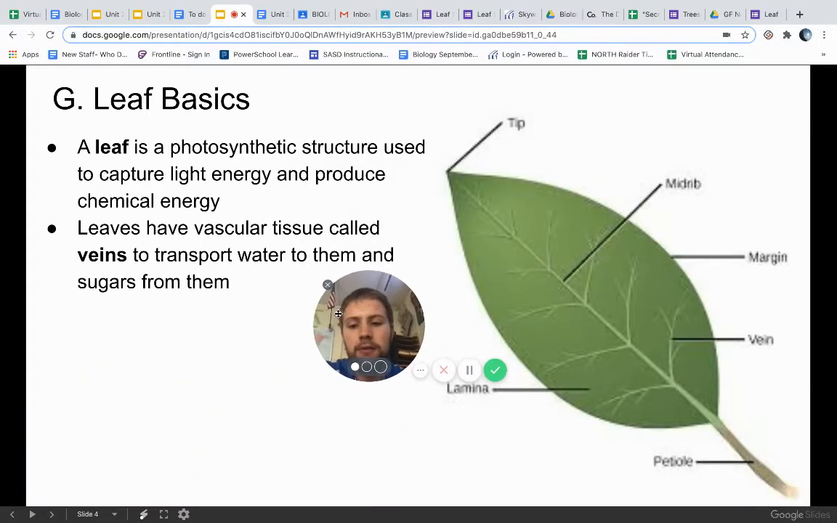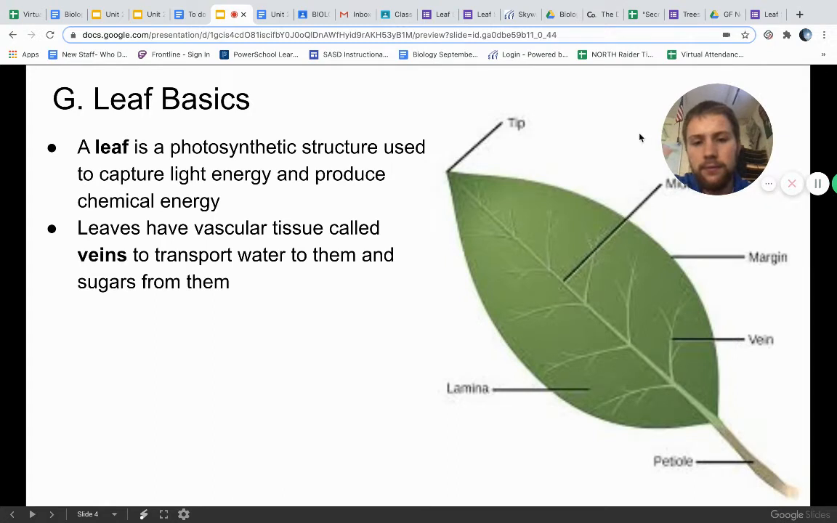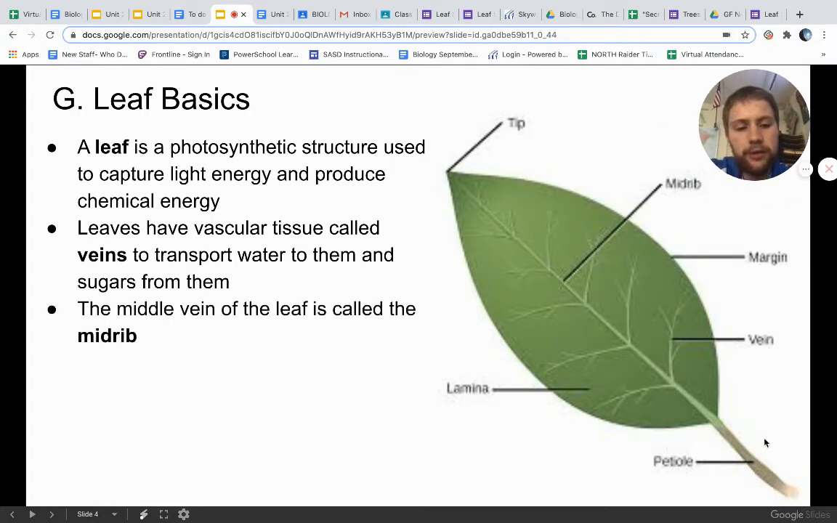Let's move me over here. The middle vein of the leaf is going to be called the midrib. The midrib is essentially the central artery that allows nutrients, those vascular fluids, so xylem, movement of water, phloem, movement of sugars through those veins. Think of them like highways that move water and nutrients. So the midrib is the one that goes right down the middle.